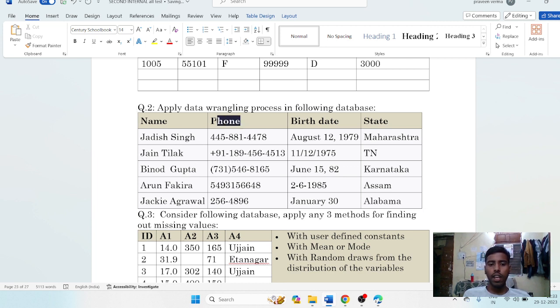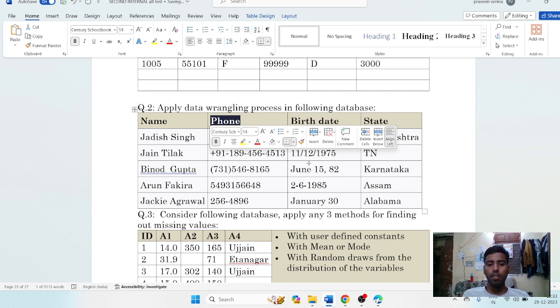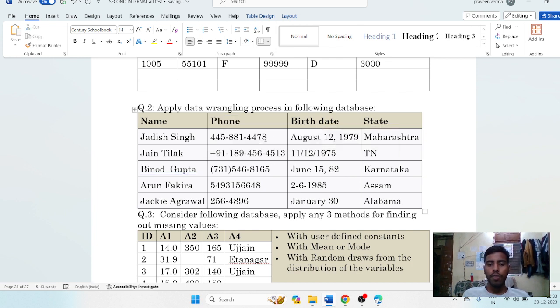Now we see the next column, the next attribute, which is phone. I will wrangle this also. So let's count 1, 2, 3, 4, 5, 6, 7, 8, 9, 10. It should be in proper format. Which country does it belong to? So I will place here plus 91. So it will be an Indian country number. This one is not an Indian country number because it started differently, so I will make it plus 1.